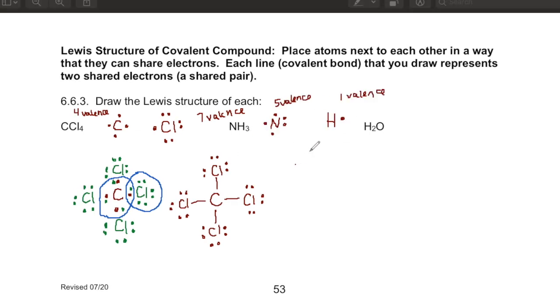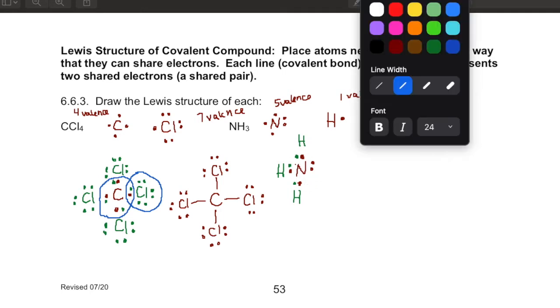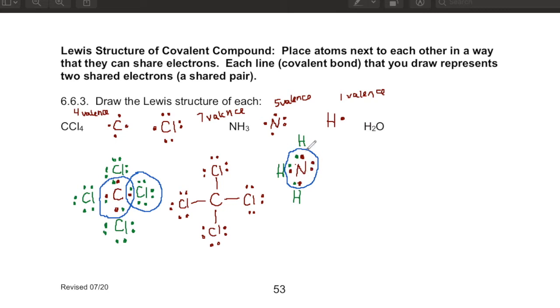Let's try this next compound. Nitrogen has 5 valence and hydrogen has 1 valence. Remember that hydrogen is too small to get 8 around it. Hydrogen is going to be happy just with 2. Let's do the same thing where I color code these. So here's the hydrogen, they have 1 each, the nitrogen has 5. Now at the end here, the nitrogen has 8. By forming 3 bonds, it was able to share enough electrons to get 8.